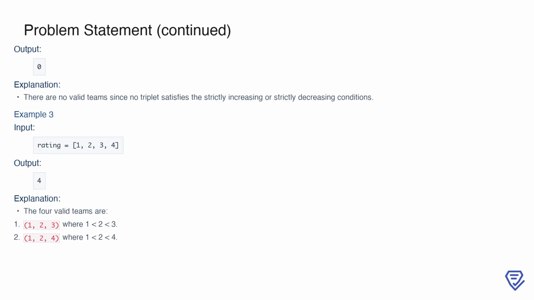In this case, the output is 0. This is because there are no triplets in the array that satisfy either the strictly increasing or strictly decreasing conditions. For instance, while the elements 2 and 3 do increase, there is no valid middle element that allows the triplet to satisfy the increasing order with i less than j less than k. Similarly, no combination of 3 indices meets the condition for strictly decreasing ratings. Therefore, the result is 0, as no valid teams can be formed.